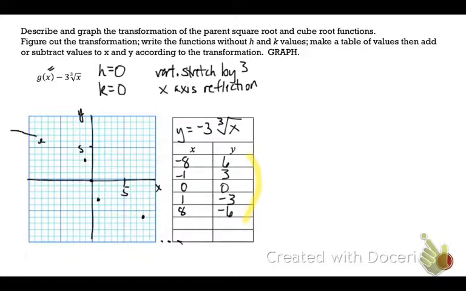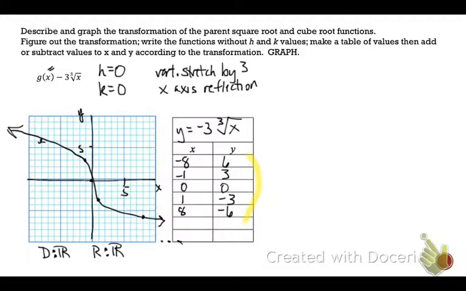So now it's the same motion, but we can see that it is definitely stretched out. And for our cube root function, our domain and range are all real numbers, and you can tell that by the equation and also by the graph.